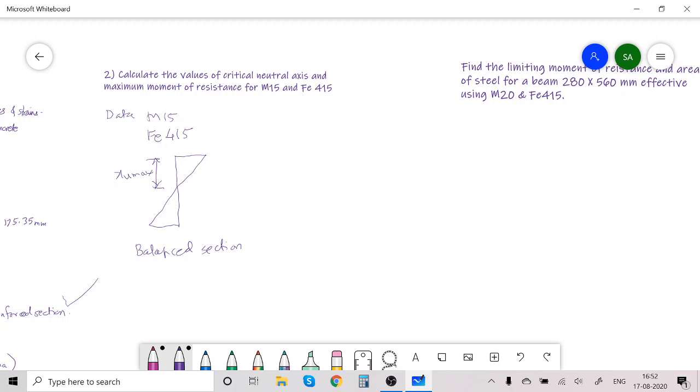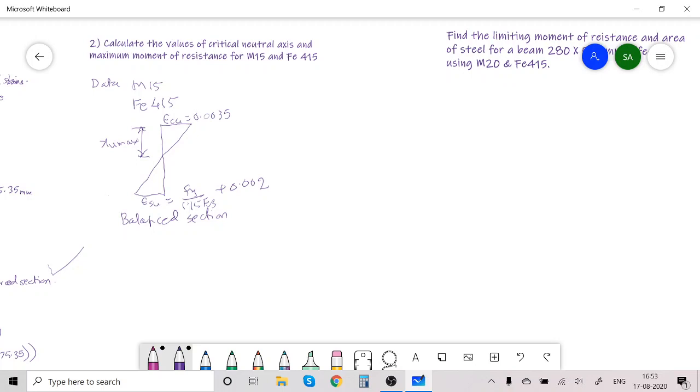And in this section, both the strains, that is strain in concrete, reach their maximum permissible value, and strain in steel reaches its maximum permissible value, Fy upon 1.15 Es plus 0.002. At the same time, simultaneously, the values of strain reach their maximum. So this is d minus XU max.